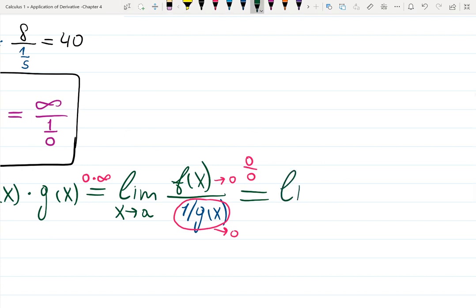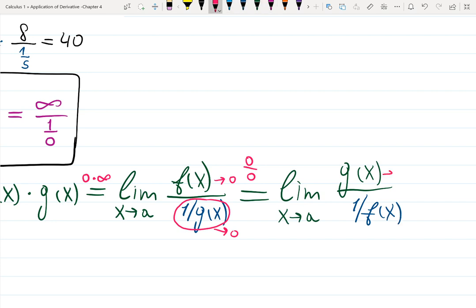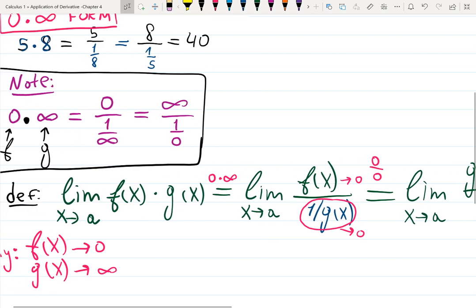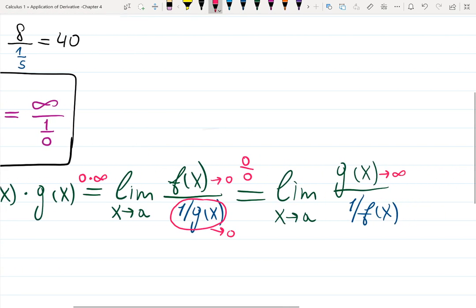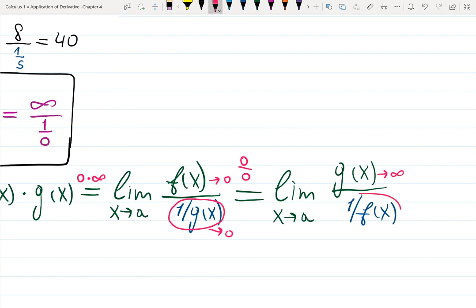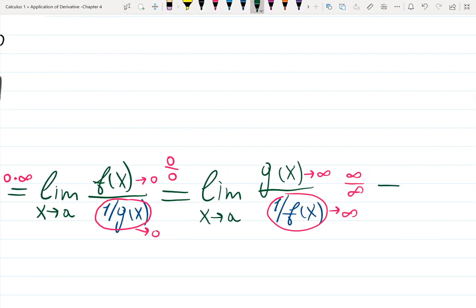Or you can change the order and keep g of x at the top as x approaches a, and then 1 over f of x will be at the bottom. In this case, g of x goes to infinity, because we agreed on that at the beginning. f of x goes to 0, but 1 over f of x now goes to infinity. And this is the infinity over infinity case. Why is it good? Because now for both cases you can use L'Hopital's rule and finish it.